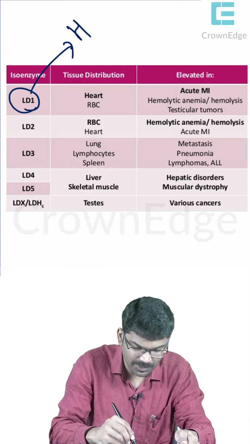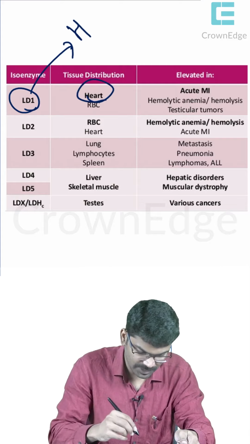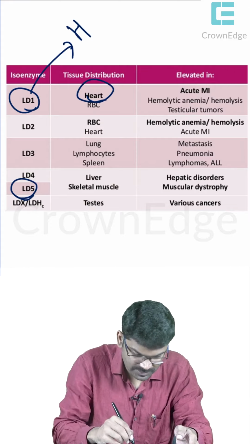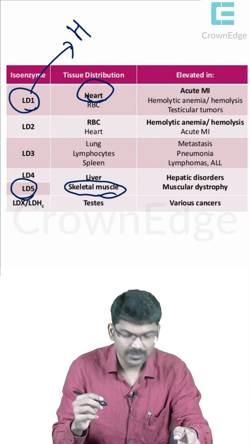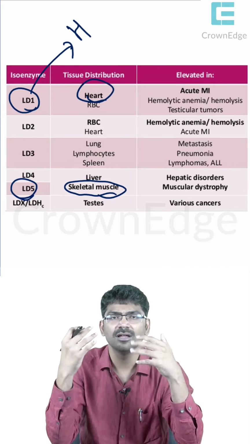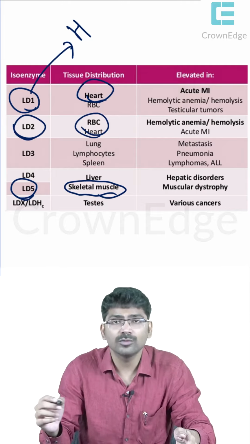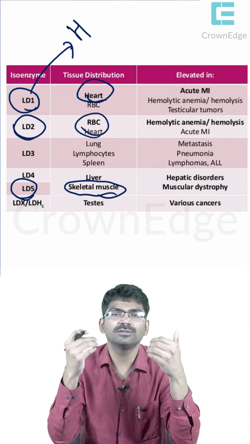So, obviously, it will be predominant in heart. LDH5 is a homotetramer of M subunit, so it's there in skeletal muscle. LDH4 and 5 are in liver and skeletal muscle. LDH2 is there in erythrocytes. In erythrocytes also, you know, right?